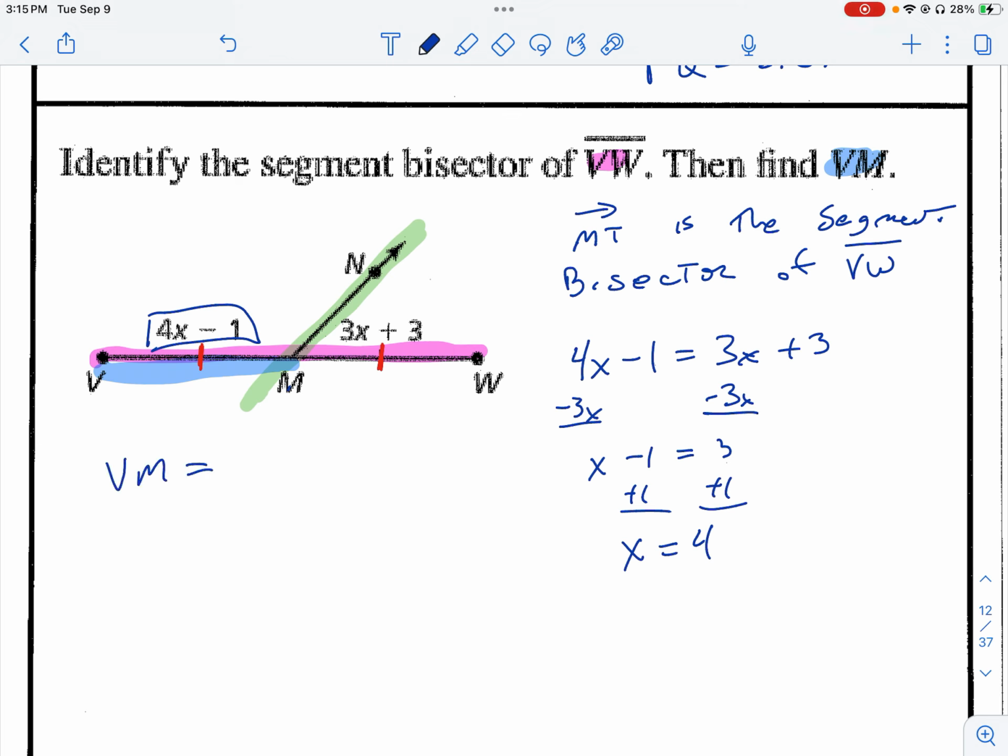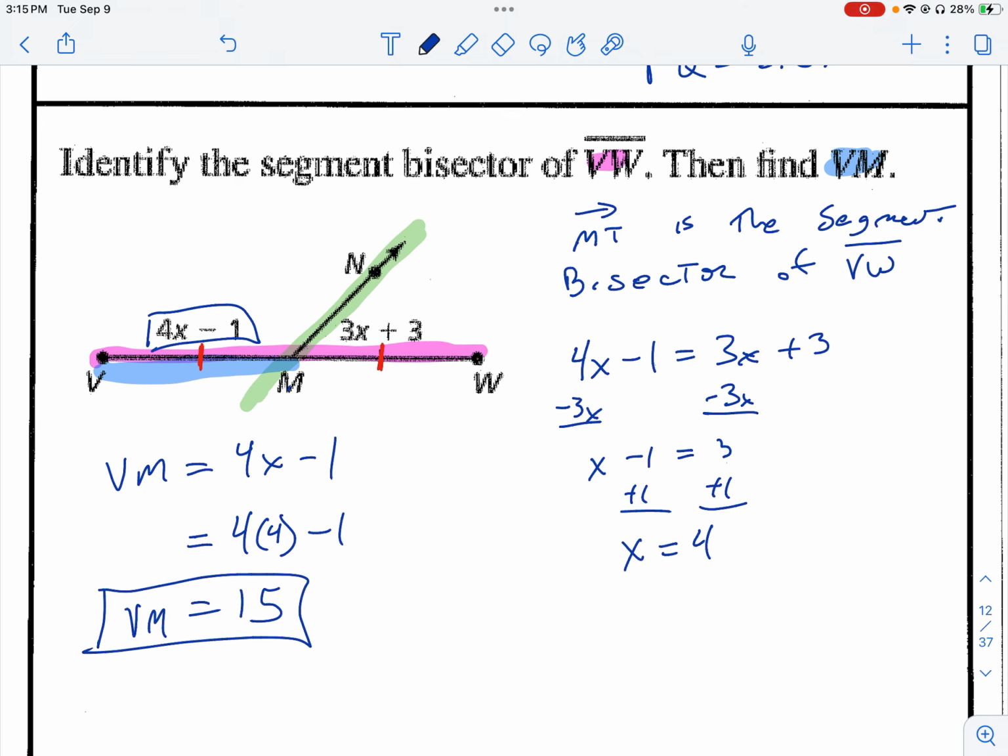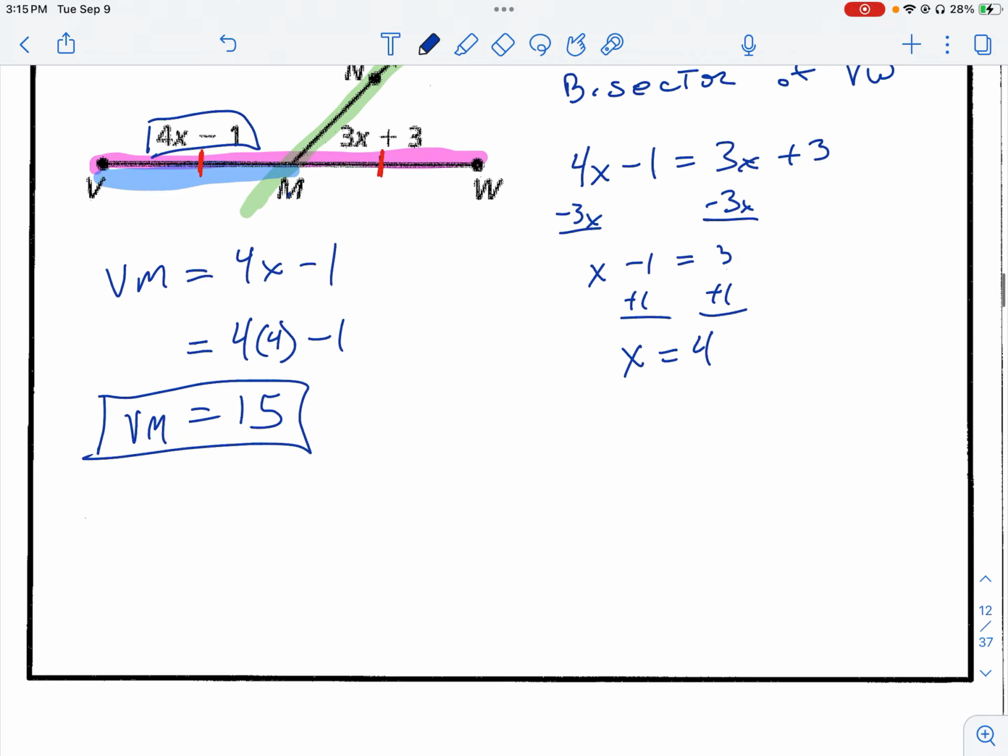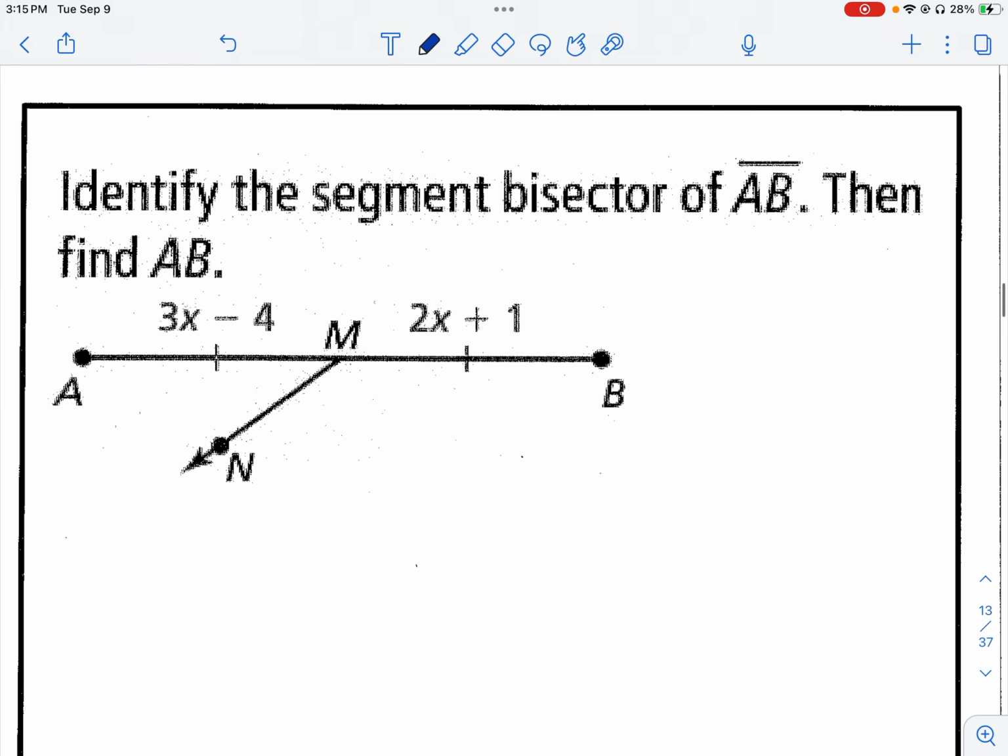We got to find VM. And we know VM equals 4x minus 1. We know x equals 4. So we can plug it in. And 4 times 4 is 16. Minus 1 is 15. So VM equals 15. And we are done. Let's do another one. Let's keep going.